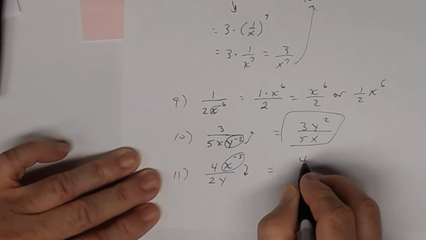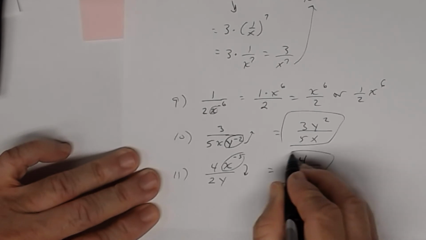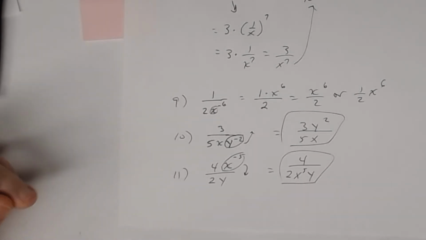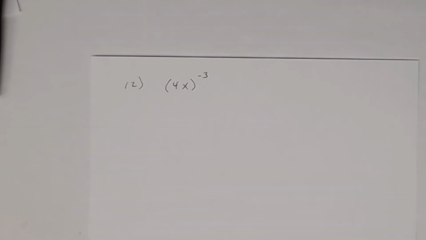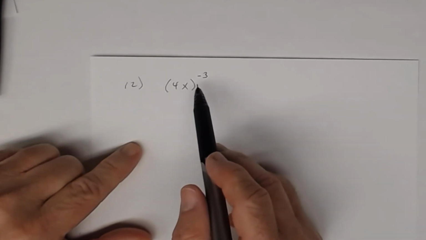So it becomes 4 divided by 2x to the fifth y. There's your answer. Notice all the exponents are positive. Okay? All right, so that's where we are so far. It's not difficult at all. Just think about what you're dealing with. All right, so let's look at that one. So that one's easy to do. You can easily use the definition.